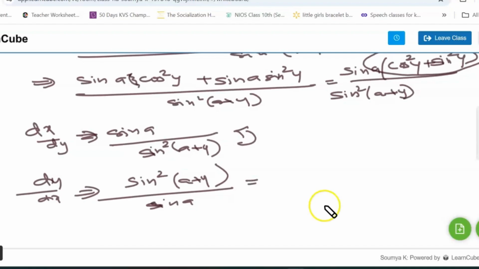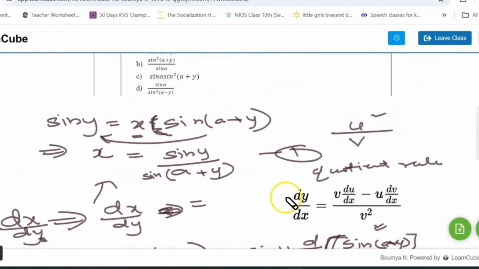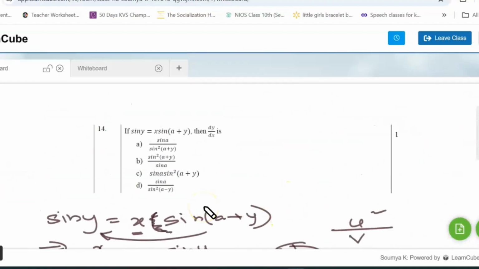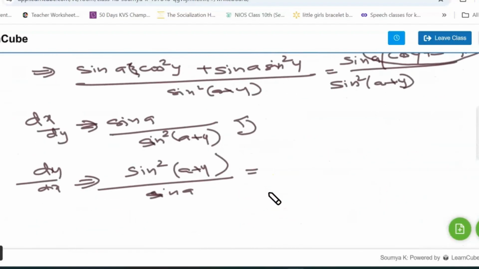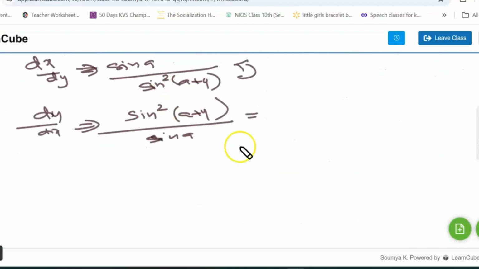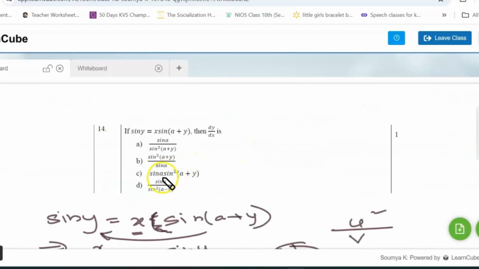Let's check the given options. So if you see here, what was our solution? Sine square a plus y by sin a. Sine square a plus y by sin a, that is your B option. This is your matching option. Okay, hope you understood how to do this question.